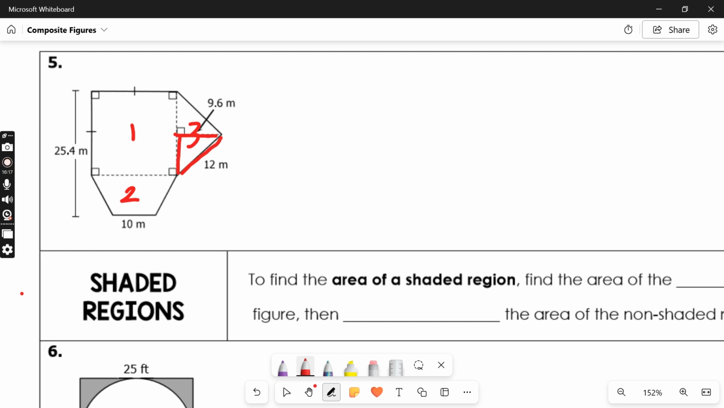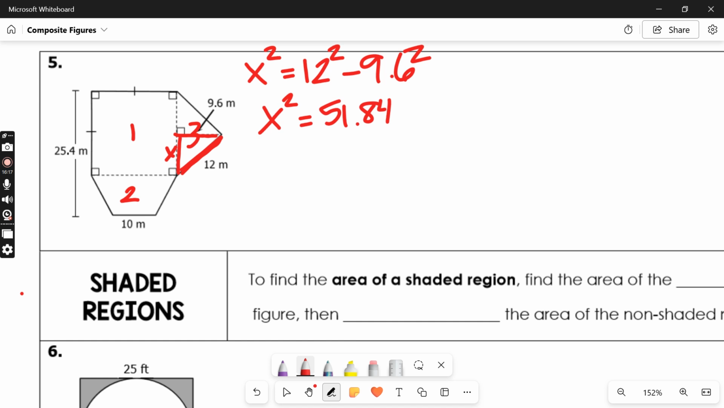So what we're going to start by doing is finding this little piece right here on this triangle. Again, we're going to use the Pythagorean theorem. So x squared is equal to... this 12 right here is the hypotenuse, so I'm going to subtract. I'm going to do 12 squared minus 9.6 squared. When I do that, I get that x squared is equal to 51.84. And then I'm going to square root that. When I square root that, I get 7.2.